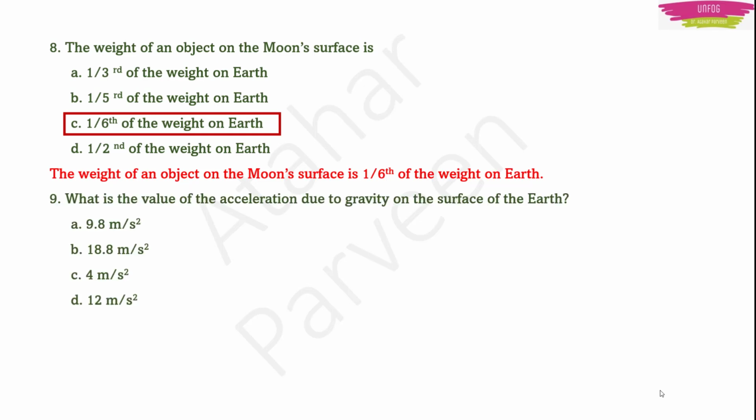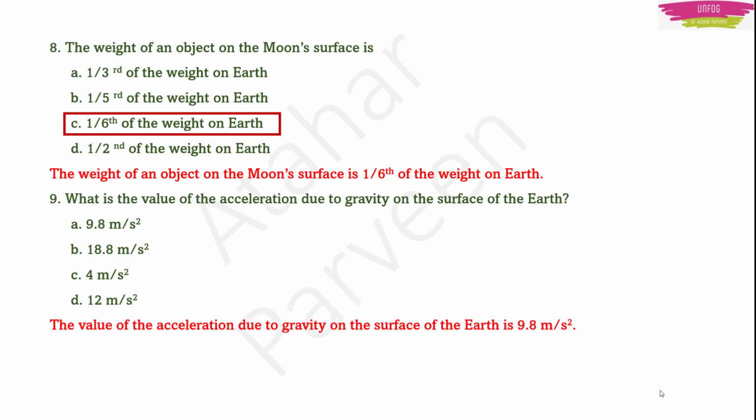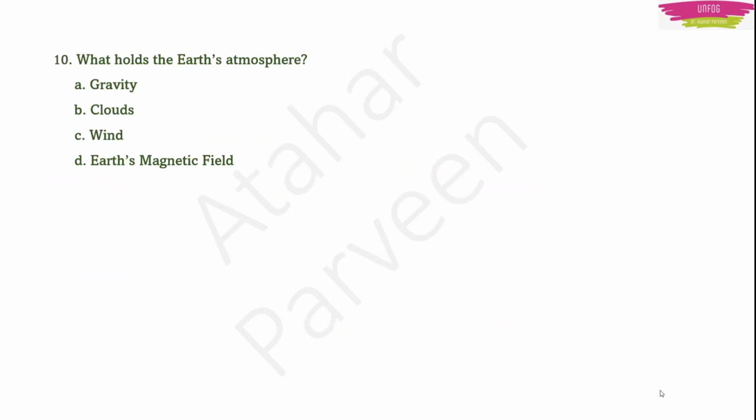Okay. Next question. What is the value of acceleration due to gravity on the surface of the earth? We know it, right? It is 9.8 meter per second square. I am giving this type of questions again and again because I want you all to be perfect with this value. Okay. Next question. What holds the Earth's atmosphere?